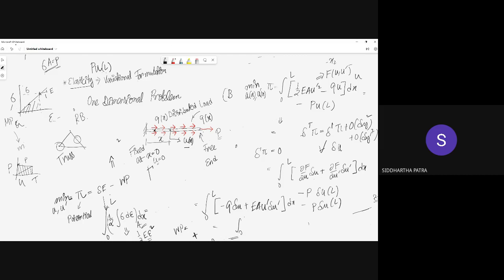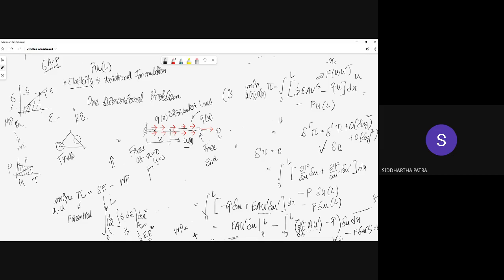And then I can write 0 to L. Then I can perform integration by parts of the second term, which would give me EA u prime delta u from 0 to L, minus the integral from 0 to L of the derivative of EA u prime, because I'm doing integration by parts, so d dx of EA u prime, then minus q, this whole thing, times delta u times dx, minus p times delta u at L equals 0.